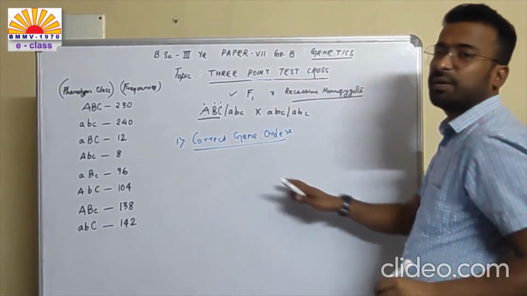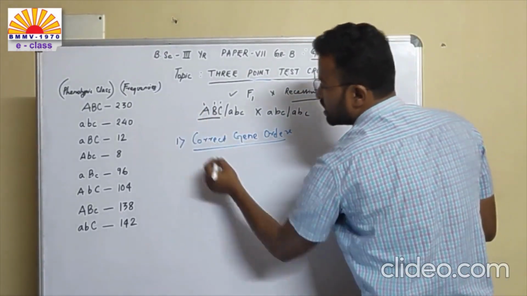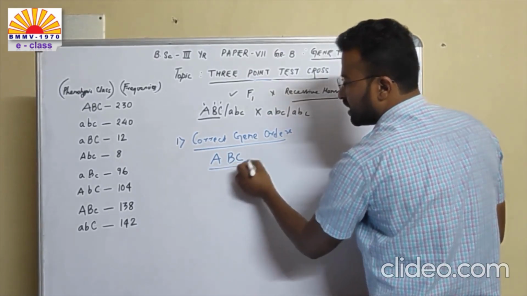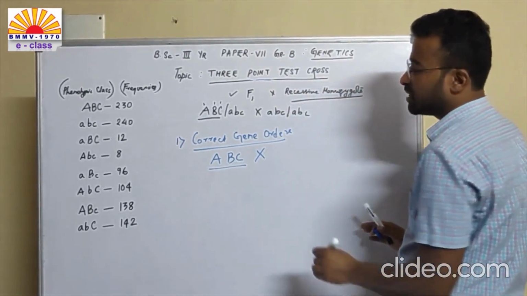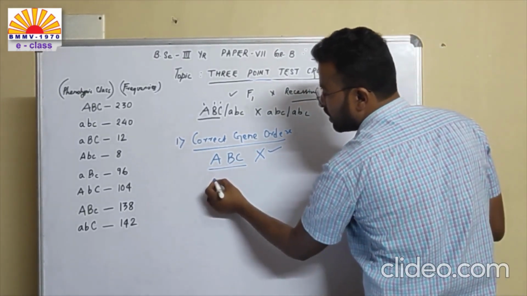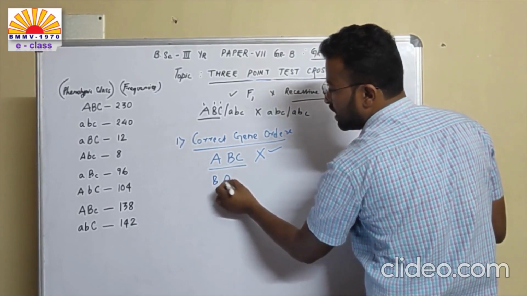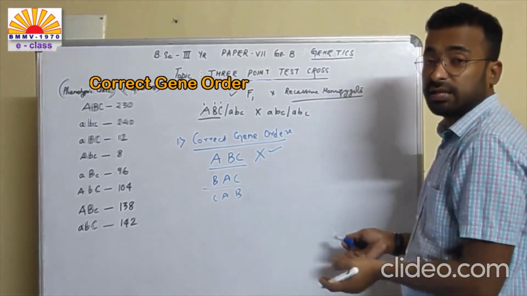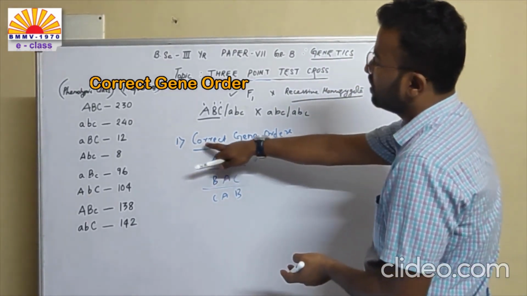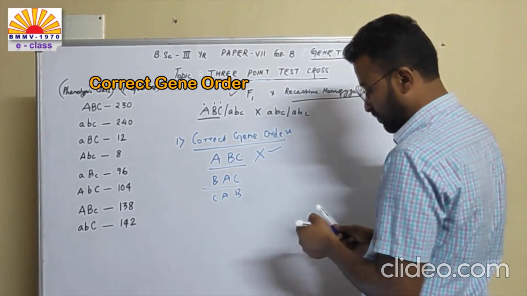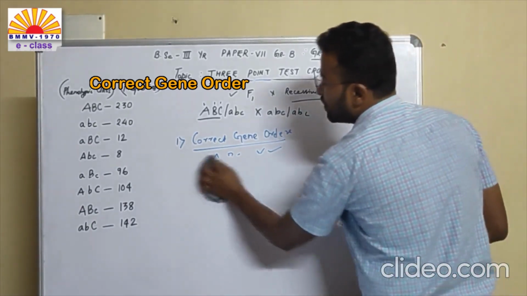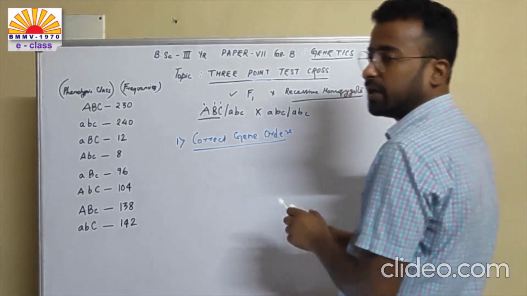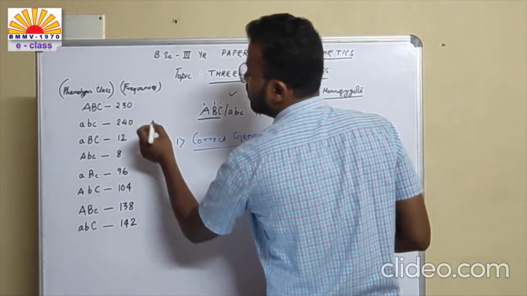Now, what do we mean by correct gene order? The gene order that has been given to us is A, B, C. This cannot be the correct gene order. The gene order may be BAC or CAB, anything can be the gene order. So we have to find out the correct gene order with the help of this data. For this, we will see the data and try to find out what is exactly there.